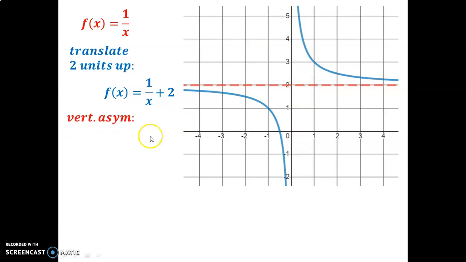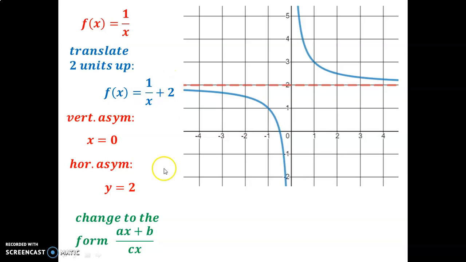Okay, but now let's do something else with that. So first of all, our vertical asymptote, we know we take the denominator and set it equals 0. So that's our vertical asymptote. Our horizontal asymptote we know is 2. It's that shift. The shift tells us where our horizontal asymptote is. But now let's do something different. Let's say we were told to change this function to a form that looks like this. Notice this is all written as one fraction, whereas here we have a fraction plus a number.